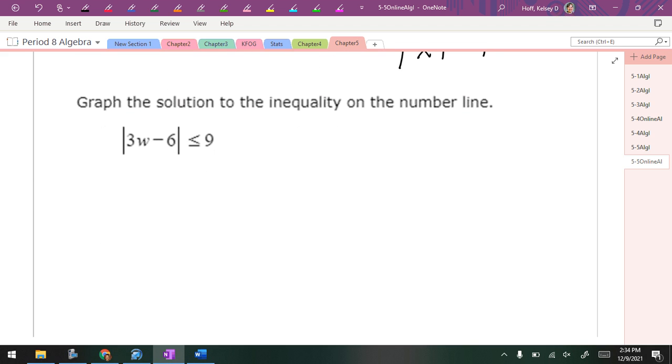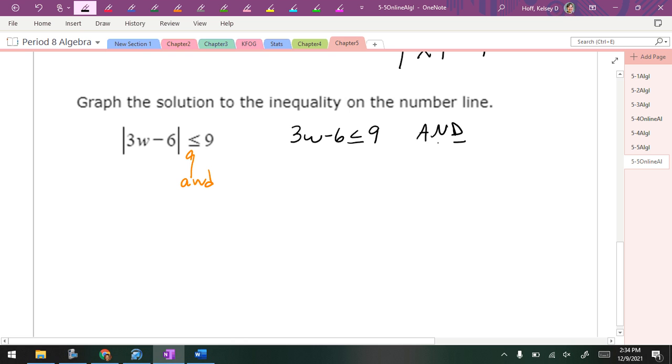Okay? Graph the solution to the inequality on the number line. Absolute value is less than or equal to 9. What do you know? It's an and statement because it's a less than. So the first one we're going to solve should be, just like it says, 3w minus 6 is less than or equal to 9. And 3w minus 6 is greater than or equal to negative 9. Okay, solve both sides.